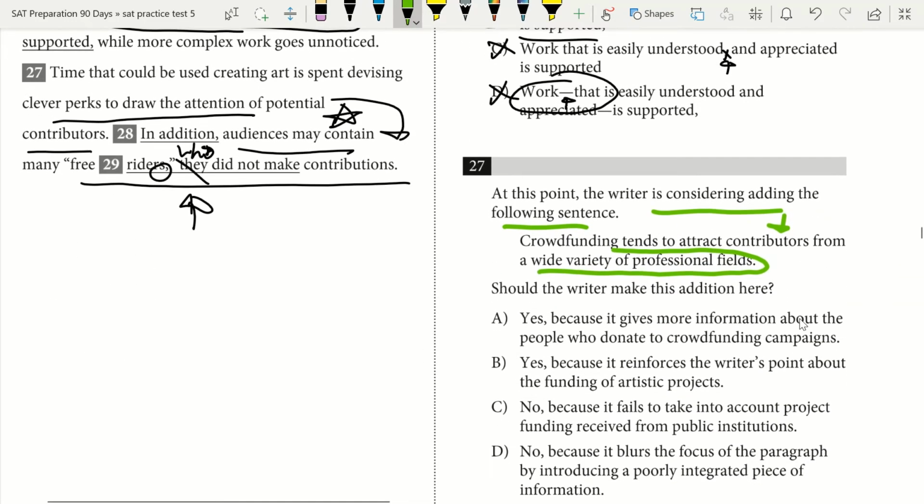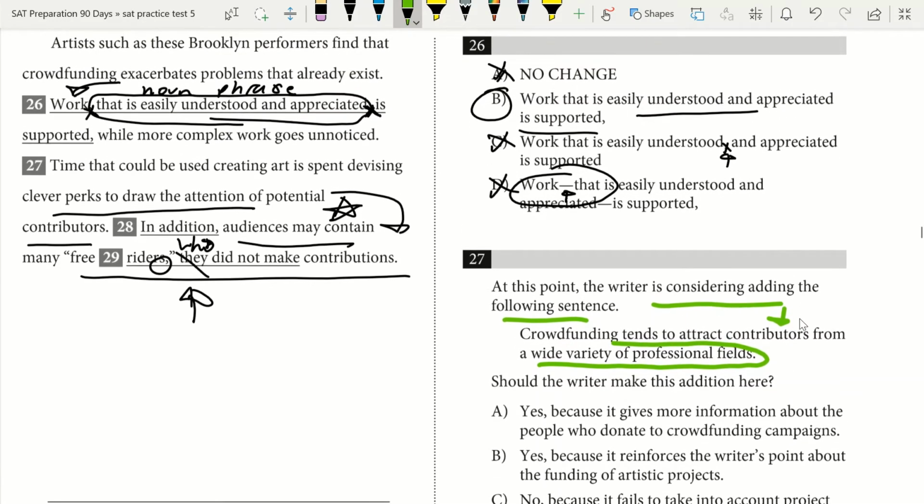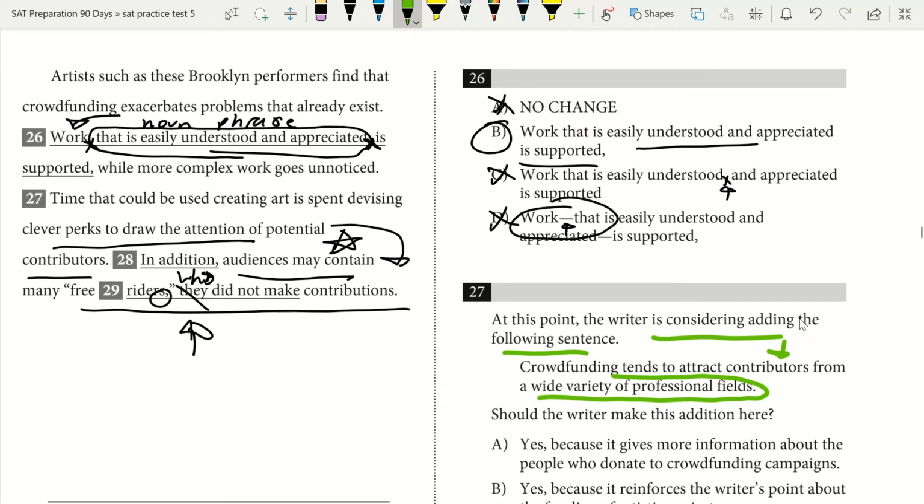So in this case, what we're going to want to do is make sure that we do not add this. Okay, we don't want to add it, and why? Well, let's take a look at this paragraph, and it'll give you a little bit more insight into what the passage is about as well. So we have artists such as these Brooklyn performers find that crowdfunding exacerbates problems that already exist. Work that is easily understood and appreciated is supported, while more complex work goes unnoticed. Okay, at this point, I'm told that the writer is considering adding the following sentence. Crowdfunding tends to attract contributors from a wide variety of professional fields.